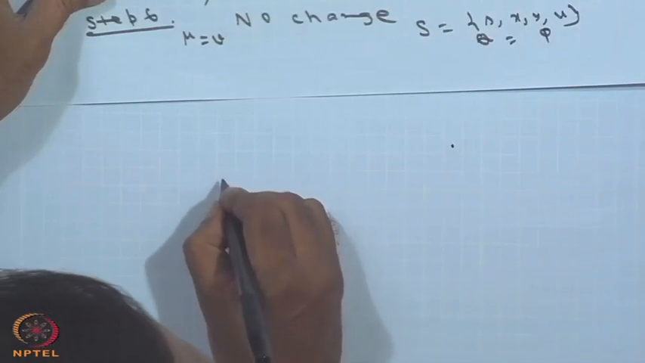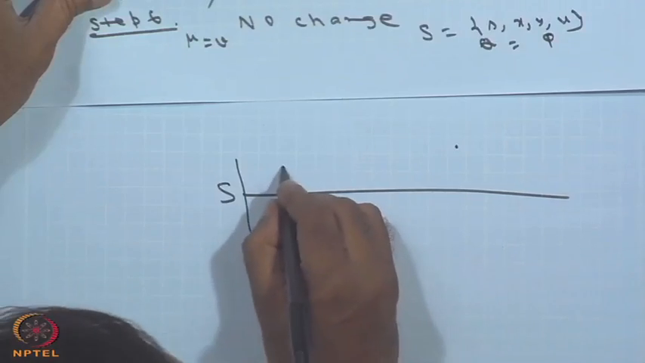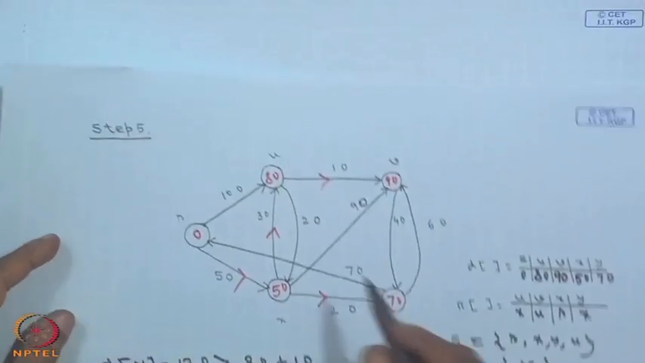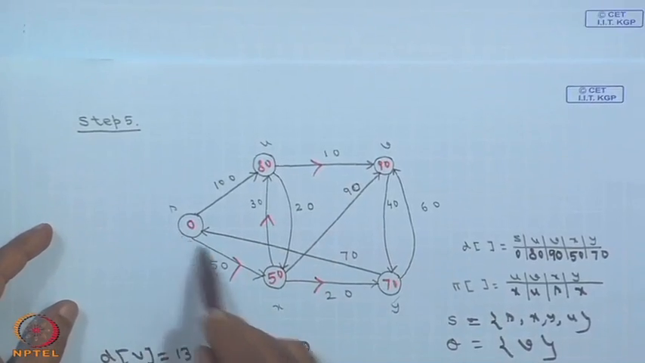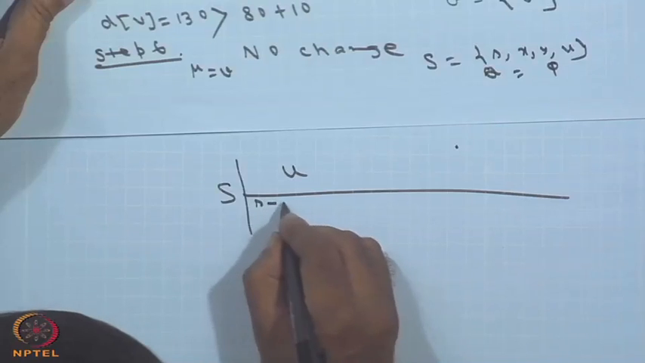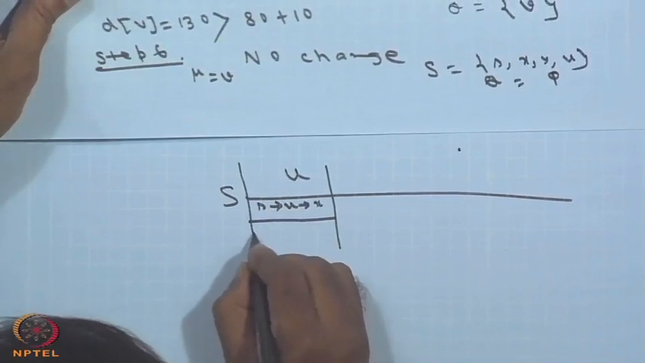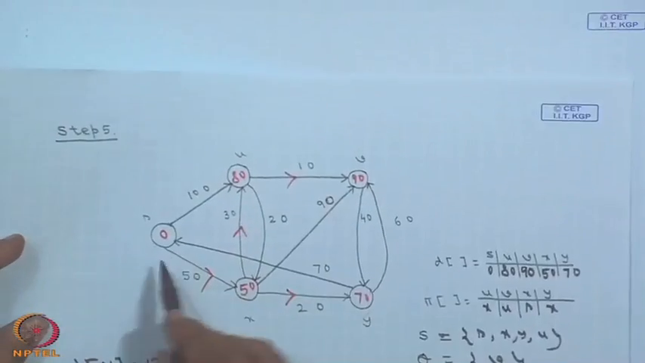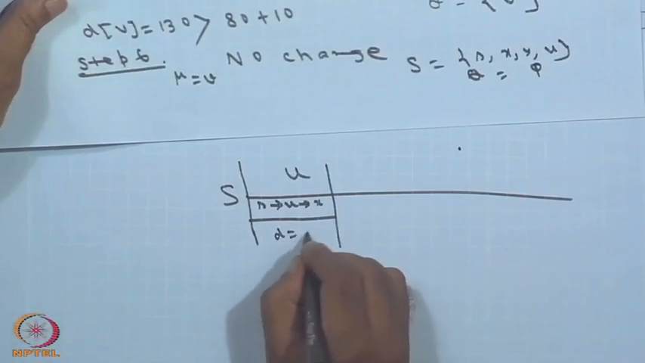I will write S, that is the source. If you want to move from S to u, then what will be the path? S to x, x to u. I am writing this S to x, x to u. What is the distance or cost? Your distance is 80, it is written over here. So, your distance is 80.